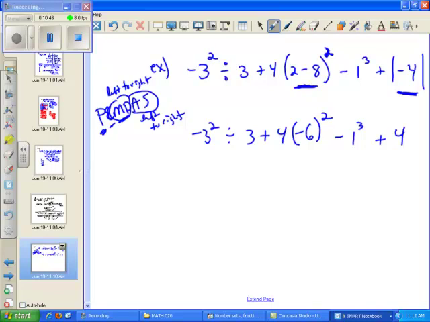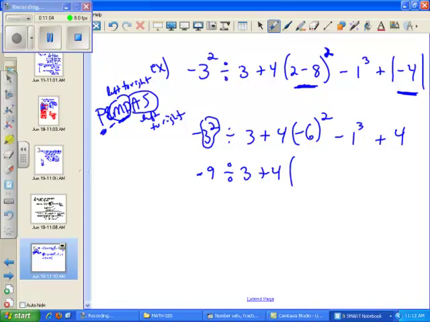Now we're moving to exponents. Then PEMDAS says take care of your exponents. Now be careful here. 3 squared without parentheses, you're going to do that first. 3 squared, which is 9, and the negative floats along. So you're going to arrive at negative 9. So negative 9 divided by 3 plus 4.